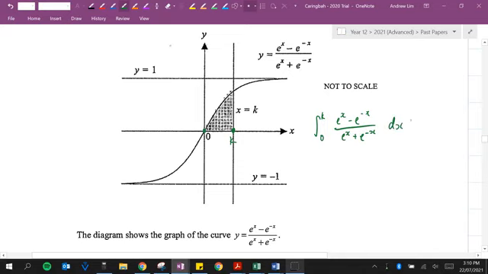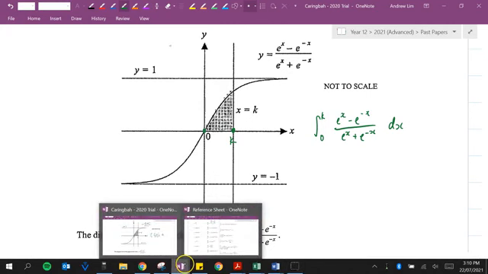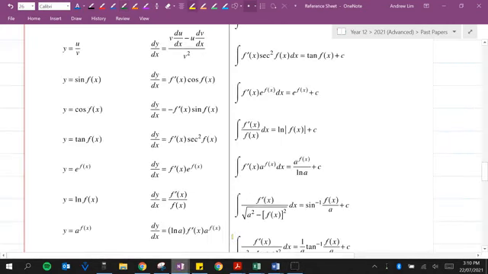Alright, so the question is, how do we do this? Okay, so what I'm going to do, I'm going to look at my reference sheet. I'm going to see if I can get any hints from that. So we're integrating a fraction here. So here's my reference sheet. Here's my fraction. If I were to integrate f dash of x over f of x, then I'll get ln of the absolute value of f of x plus c.